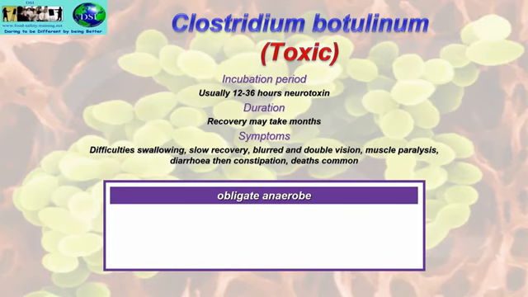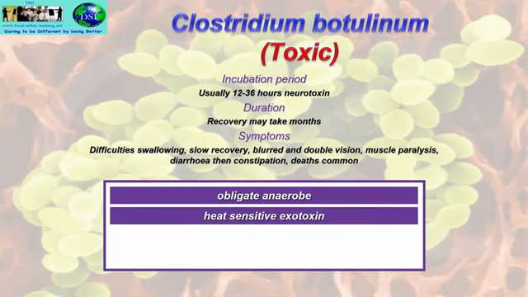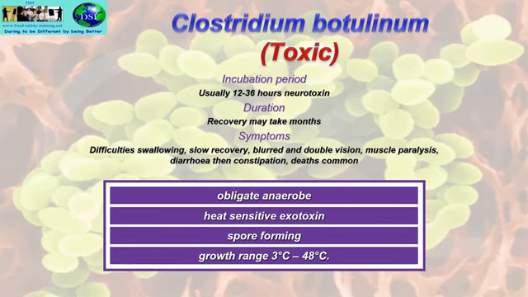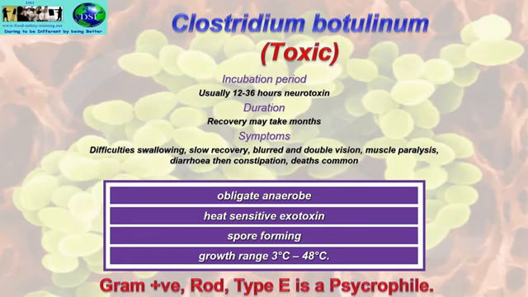It's an obligate anaerobe, in other words, doesn't require oxygen of any shape or form. The exotoxin itself is heat sensitive, so it can be destroyed through normal cooking. It's a spore former. Growth range is 3 to 48 degrees C. It's gram-positive. It's a rod shape. And type E, Clostridium botulinum, is a psychrophile.